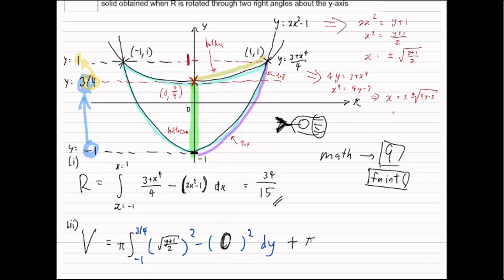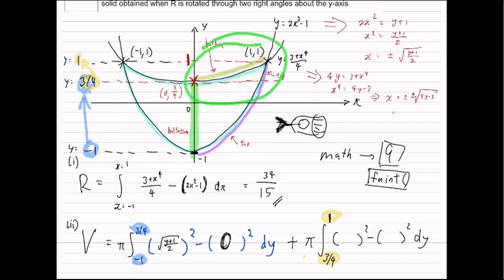You still need to add on the second region. Pi times integral bracket square minus bracket square dy. Fill in the blanks for me. What to what? 3/4 to 1. Yes, 3/4 to 1. So now you look at the region 3/4 to 1, this part here. So what square minus what square? I labeled for you top and bottom already, actually. The square root of (y plus 1) over 2. Square root of (y plus 1) over 2, correct.